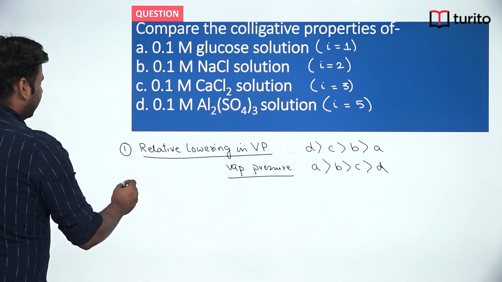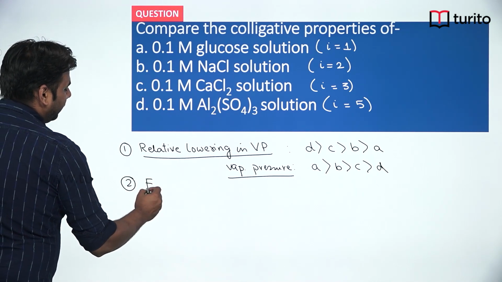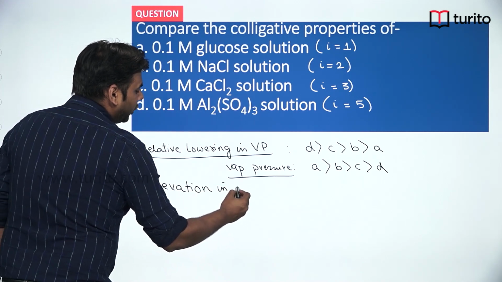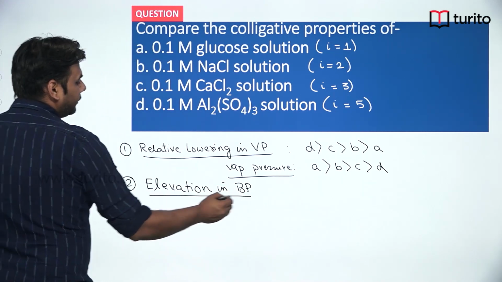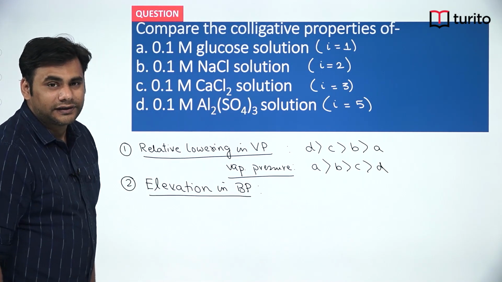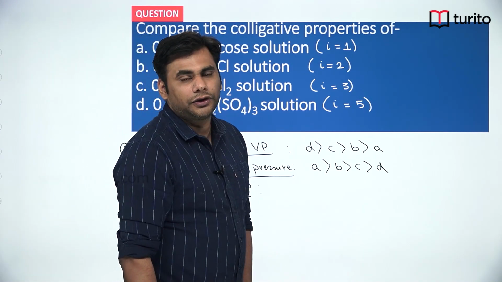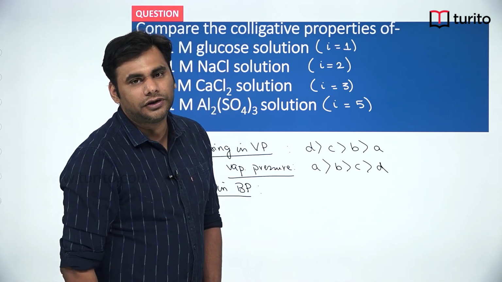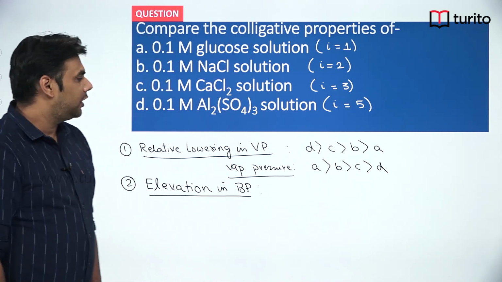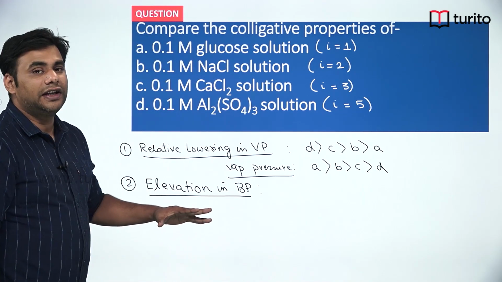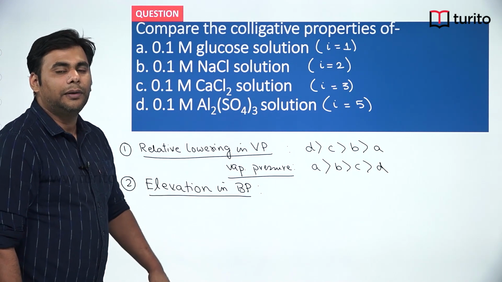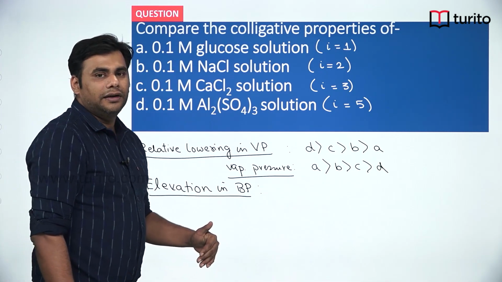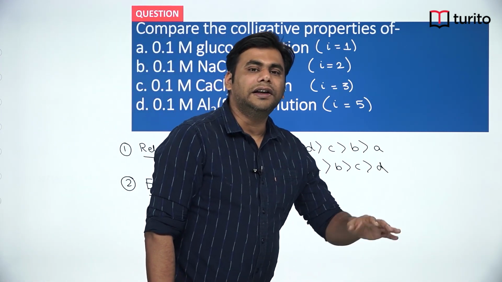Okay, the second is the elevation in boiling point. Now we know that elevation in boiling point is also a colligative property. So more is the number of solute particles, lesser would be the vapor pressure of the solution. So we have to heat that solution more so that the vapor pressure of that solution becomes equal to the atmospheric pressure. So the solution which is having the least vapor pressure will have the maximum boiling point, and the solution which is having the highest vapor pressure would have the least boiling point.